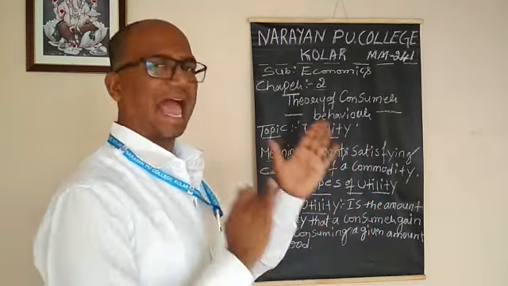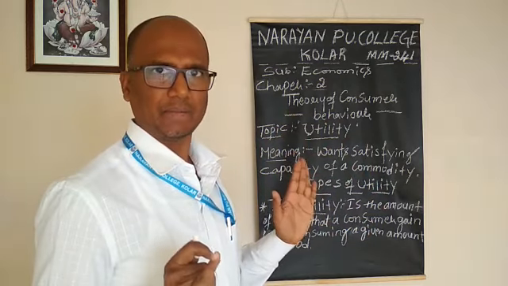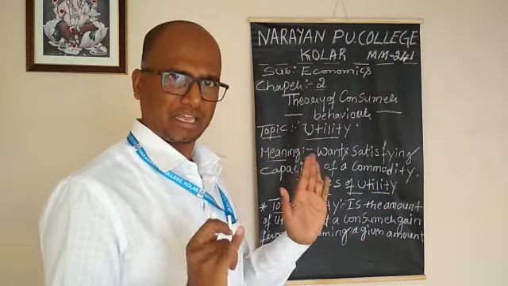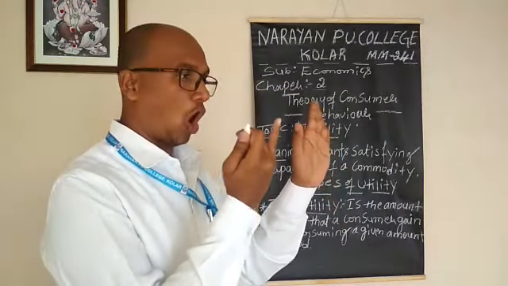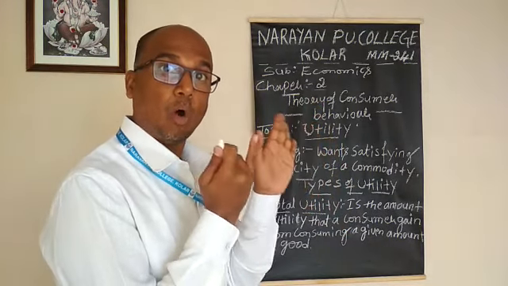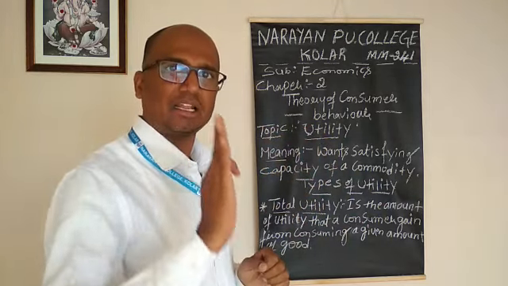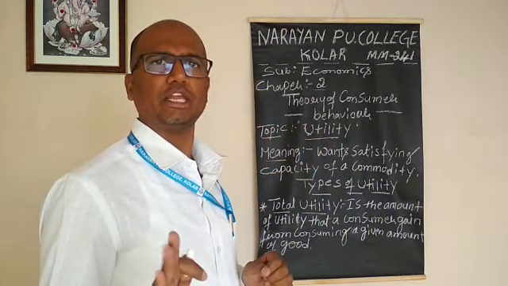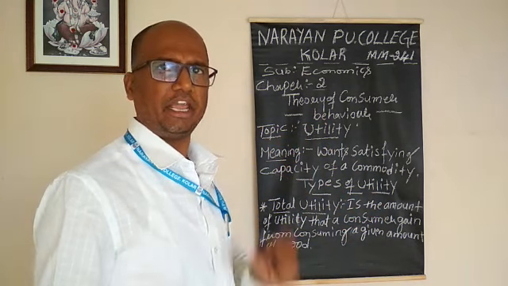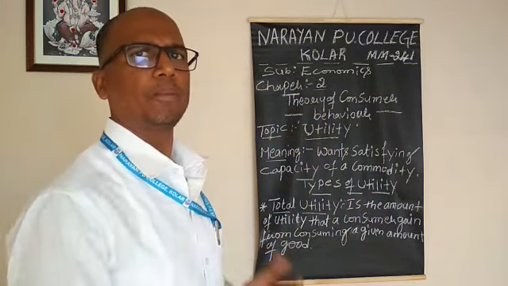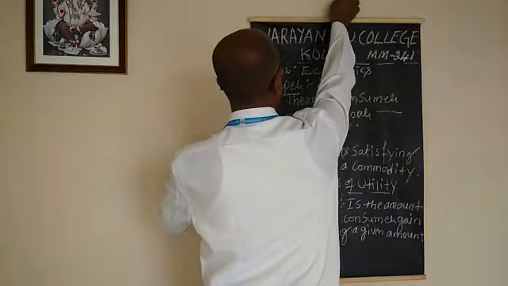Example, 6 apples are given. I will explain. 6 apples are given. By consumption of all 6 apples, the utility the consumer gains is equal to the total utility, fondly called TU.